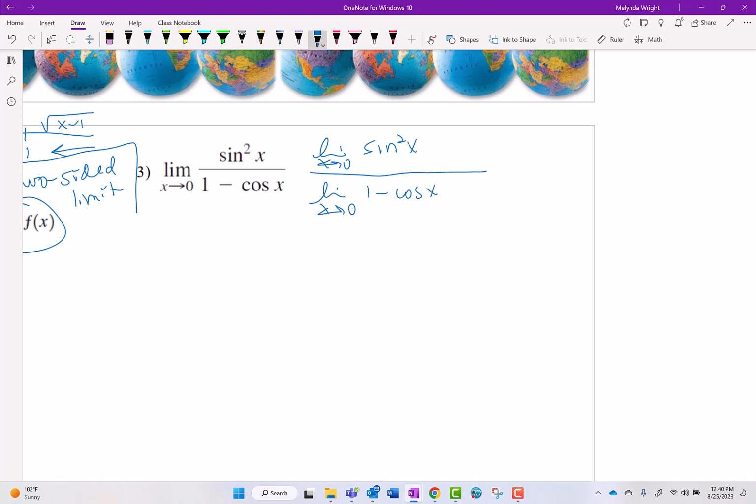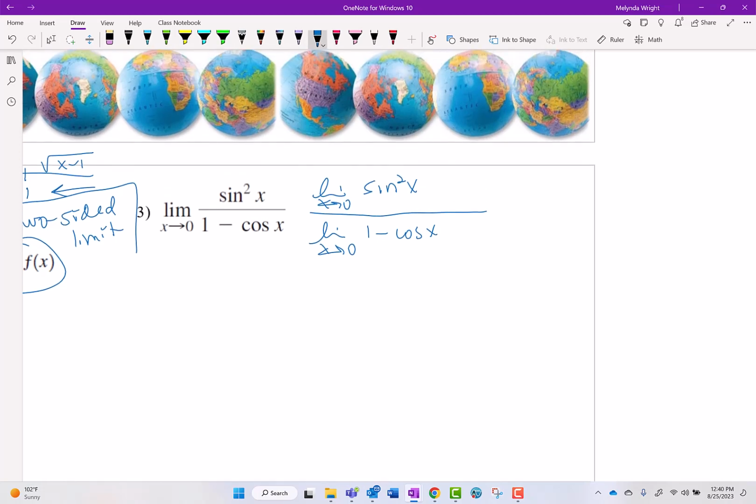When we have fractions, we should write it like this. That's preparing us for our lesson to come on L'Hopital. Remember, sine squared means sine times sine. This sine squared means sine x times sine x. So if I sub in 0, we need to think unit circle value. Sine of 0 is 0, and 0 times 0 is 0. So the limit of the numerator is 0.